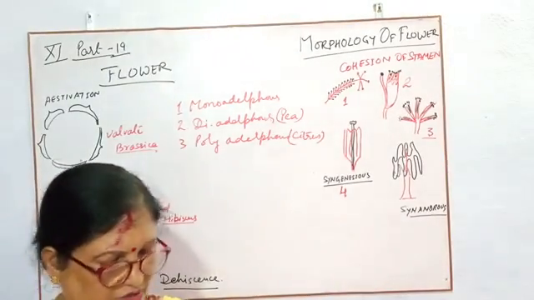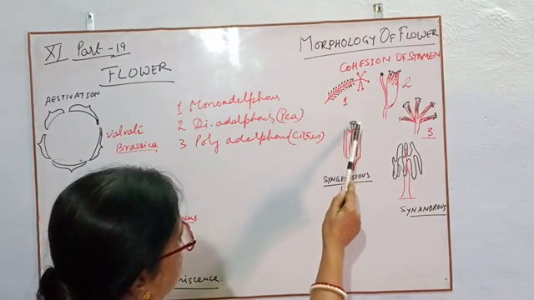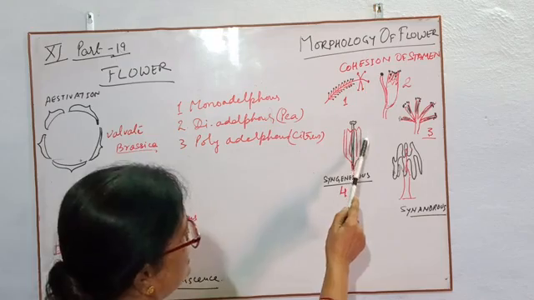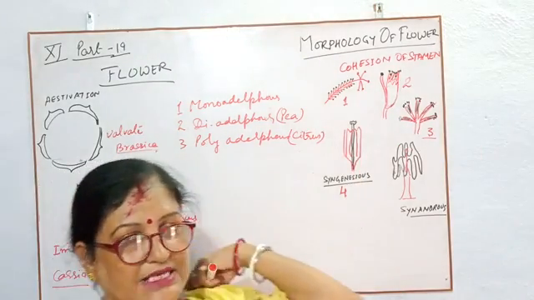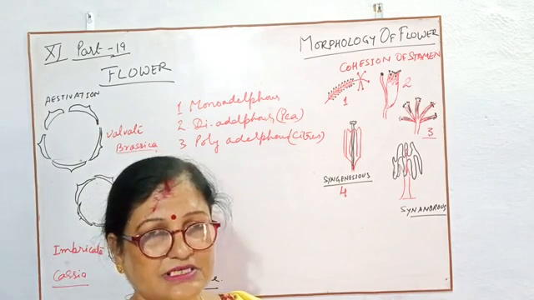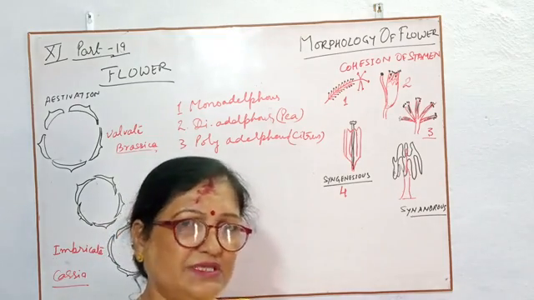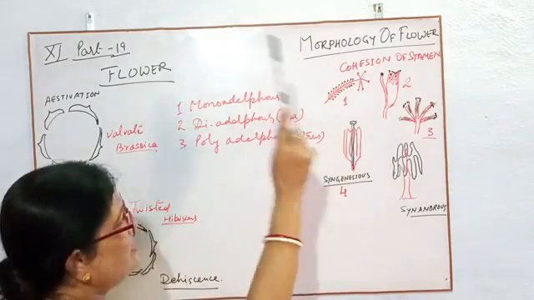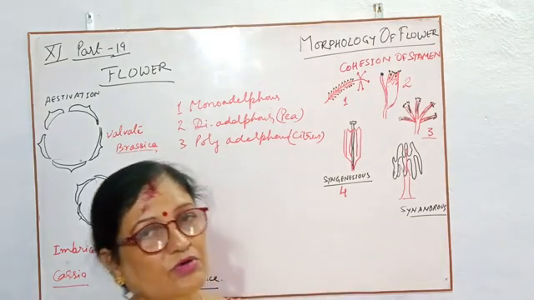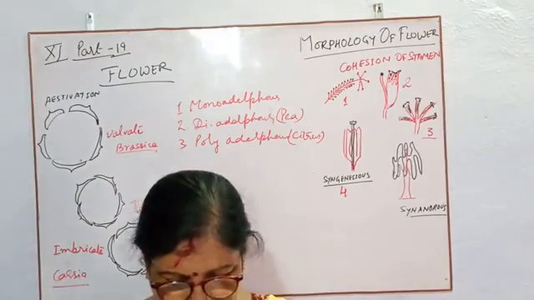Syngenesious. According to the figure, children, you can understand this is the style, this is the stigma, and these are the anthers, which are joined together. They are present in a circular way and all the stamens are joined along the full length of the style, only the stigma remains outside. That is known as syngenesious.